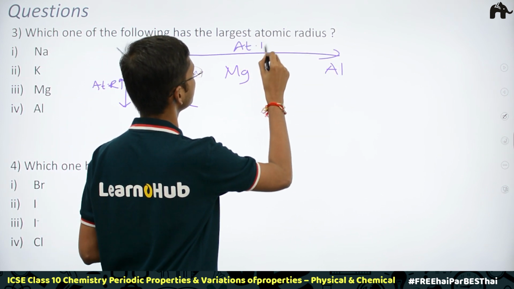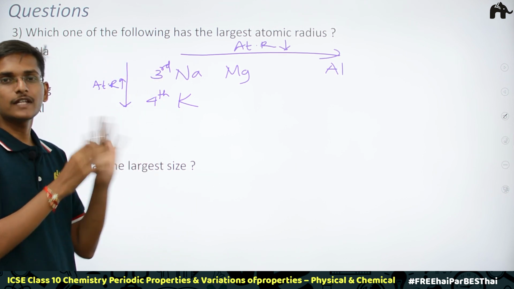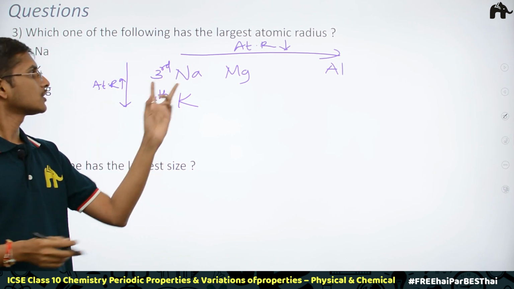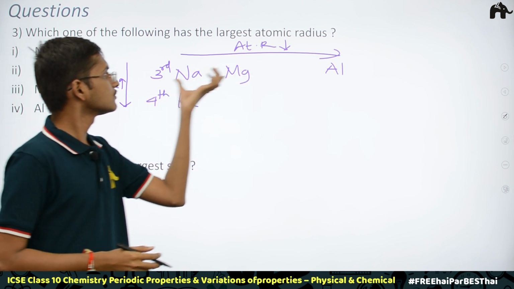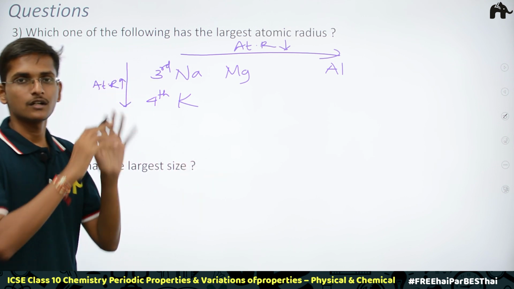Atomic radius decreases. Okay, I have already told you the trick. Just try to visualize the sizes of the atoms. Okay, the comparative sizes. Now we know across the period the circles become smaller and smaller, the sizes become smaller and smaller. We have already learned the concept.